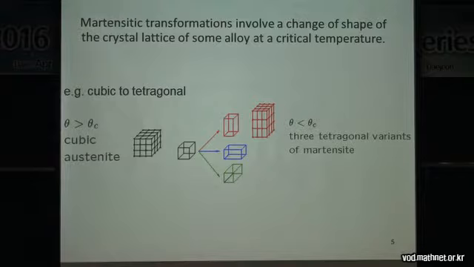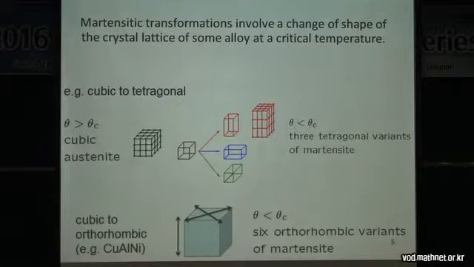The change of shape might not be cubic to tetragonal. It could be, for example, cubic to orthorhombic. Here we have the elementary cube. Now the change of shape involves, first of all, a stretching in one of the cubic directions, which gives you three possible choices, and then stretches of different amounts in the two face diagonals. You could swap those two diagonals, so you get two extra choices for each of these three choices. So in the end, you get six possible variants of the orthorhombic phase for theta less than theta critical. That kind of transformation occurs in the shape memory alloy copper, aluminum, nickel.